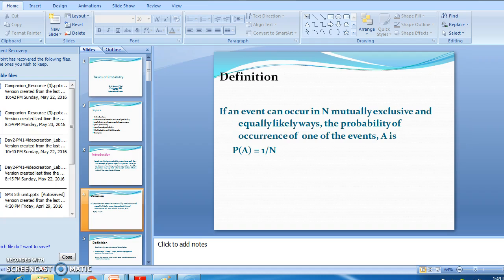Let's see some definitions. If an event can occur in n mutually exclusive and equally likely ways, the probability of occurrence of one of the events A is P of A is equal to 1 divided by n.